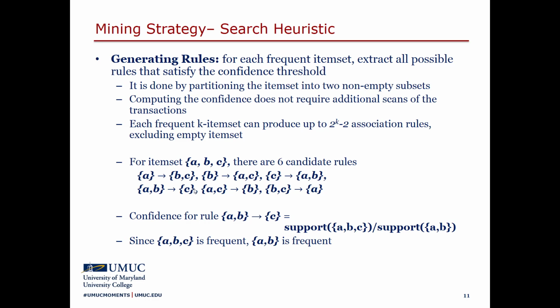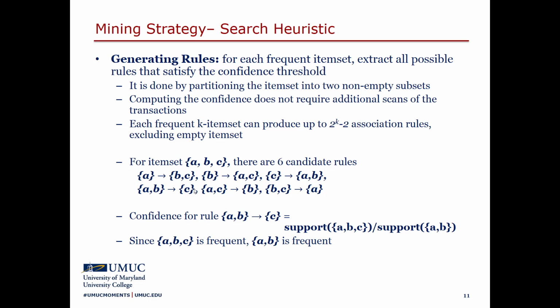That means for each frequent item set, you extract all possible rules that satisfy the confidence threshold. So you'll have a threshold for the confidence, and then a separate threshold for the support, as we discussed in the previous slides. The way you do it is by partitioning the item set into 2 non-empty subsets. Remember, each rule has 2 components: the if part and the then part. So each frequent item set will have to be split into 2. And computing the confidence does not require an additional scan.